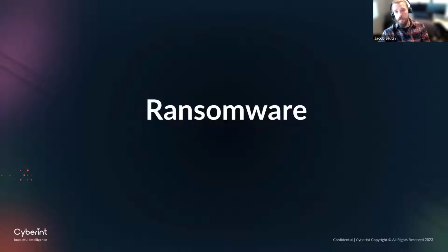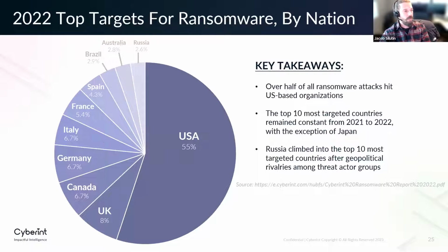So ransomware, that's the next trending attack vector that we'll talk about. Some key takeaways from our own report, from our 2022 ransomware report that was published at the end of the year: over half of the ransomware attacks hit US-based organizations. So the US is the most targeted country for ransomware.